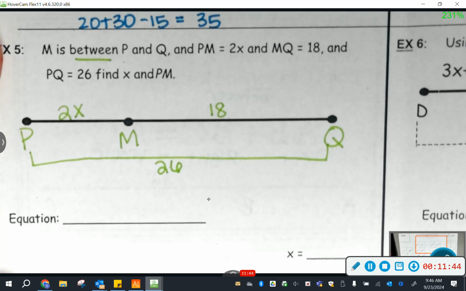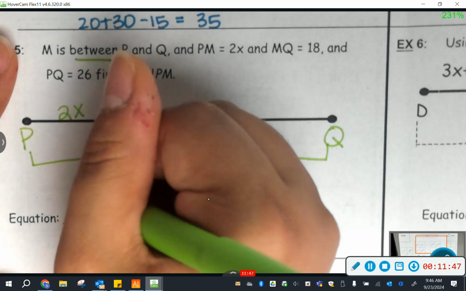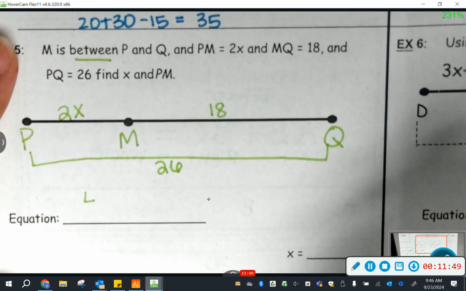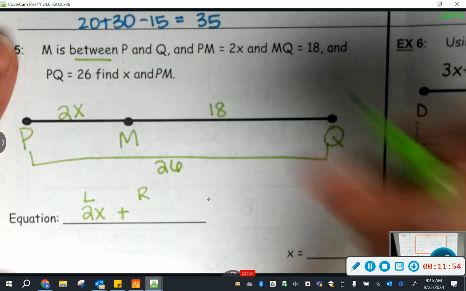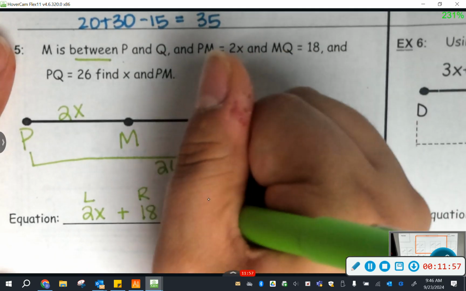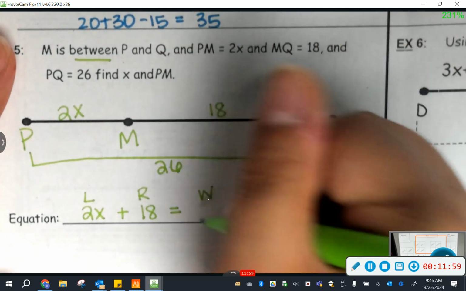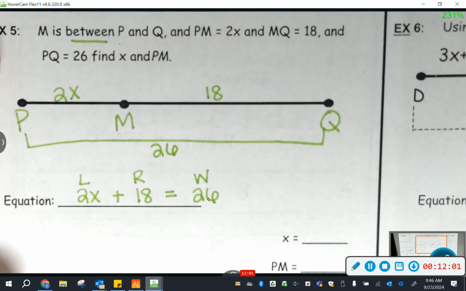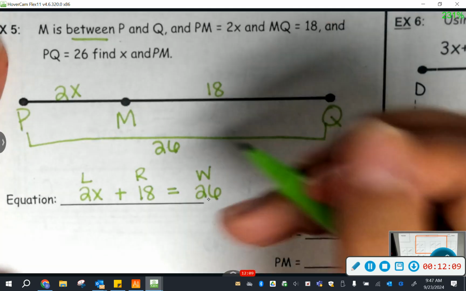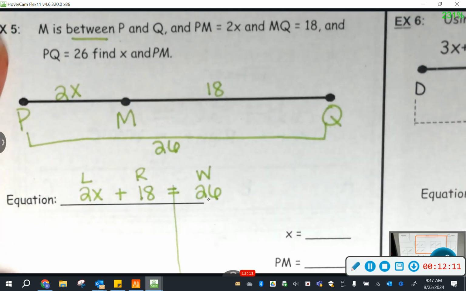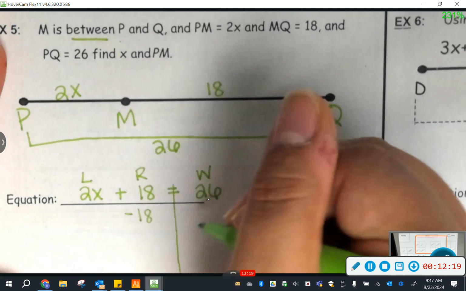What did I tell you? What's my left? Plus, what's my right? And what is that going to equal? The whole thing, 26. Left plus right equals whole. Now, does this equation look like what we've been doing in here? Draw your line. How do I get x by itself? Subtract your side chick.